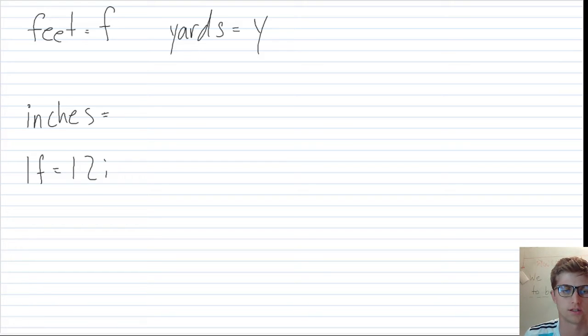Well, let's figure out what inches equal. We want to get I by itself, so divide by 12. What we do to one side, we'll do to the other. We got 1f, so just f, divided by 12 equals our number of inches. How do we read this in English?